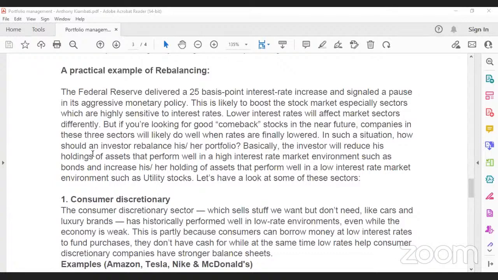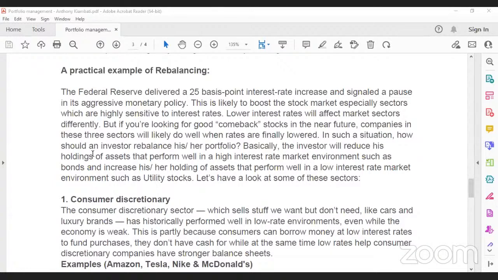So we're coming from an environment where we have been having aggressive hikes of interest rates. Now we're getting a pause. We're going to an environment where we're going to have lower interest rates. So one thing to note is that lower interest rates affect market sectors differently. So the sectors that perform well in an environment where we have aggressive rates, and then the sectors that perform well in an environment where we have low interest rates.